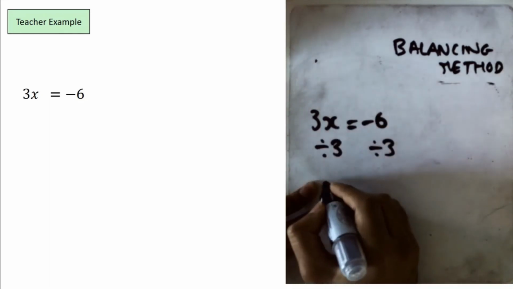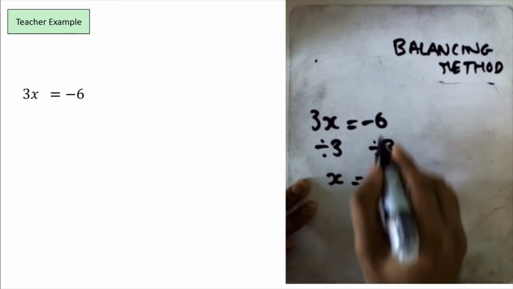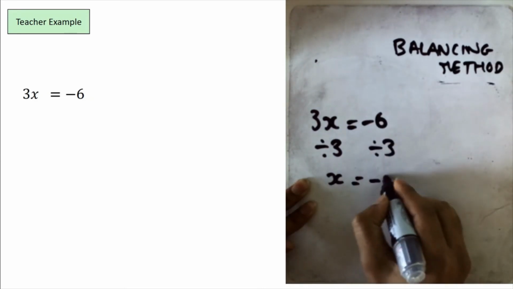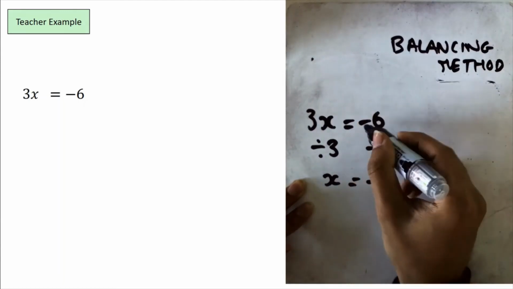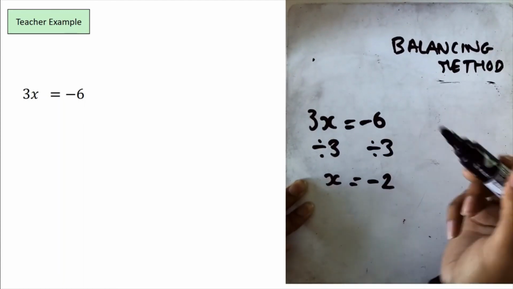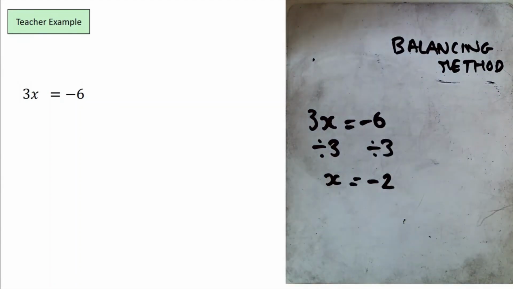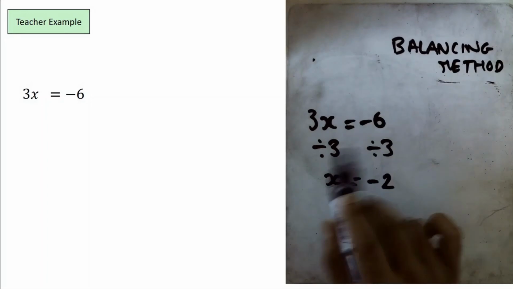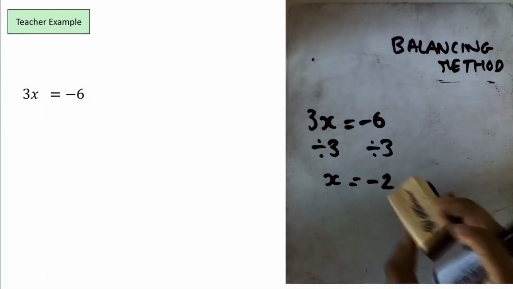This will leave us with 3x divided by 3, which is x. Negative 6 divided by 3 is negative 2. Because we know that 6 divided by 3 is 2, so negative 6 divided by 3 is negative 2. And we can check if we were correct by putting in there 3 times negative 2 is minus 6. Good. Or negative 6 even.